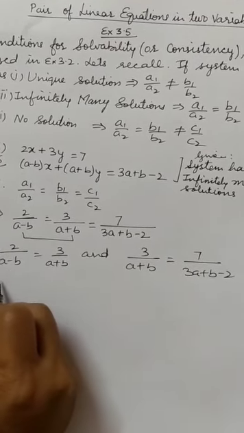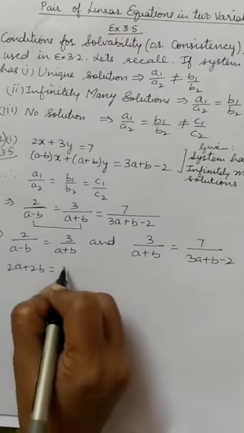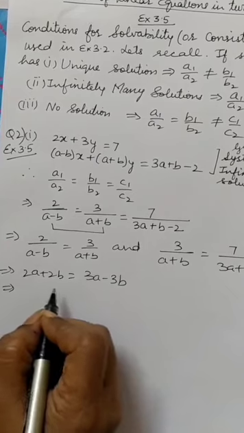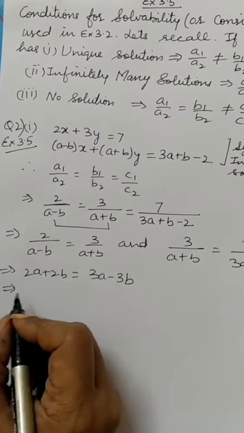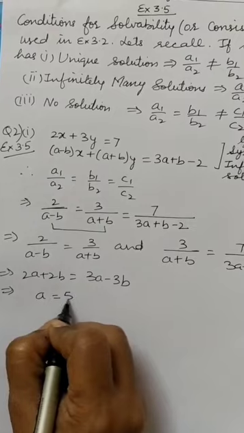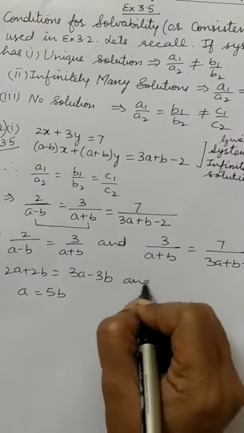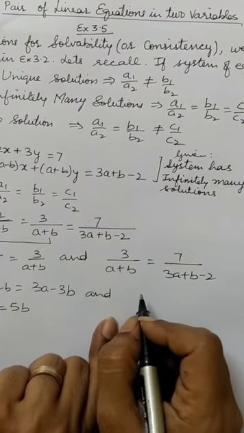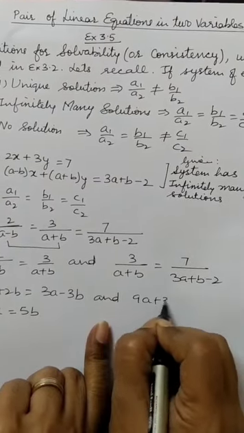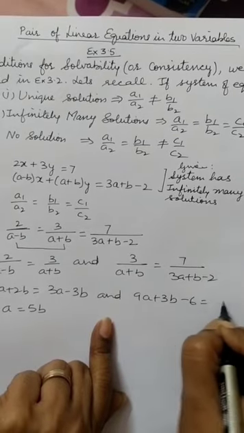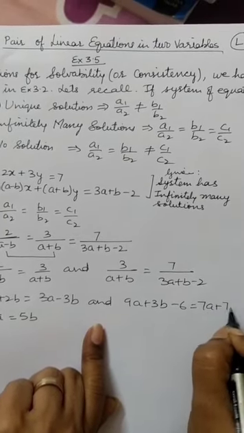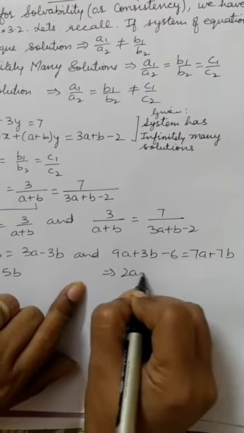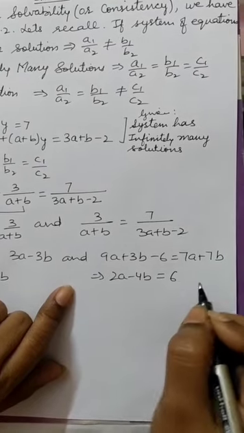Cross multiplying, we get 2a plus 2b is equal to 3a minus 3b, which gives us 2a minus 3a and so on. You solve this equation and you will get a is equal to 5b. Similarly, on this side also, in this equation we cross multiply, and what we get is 3b minus 6 is equal to 7a plus 7b. And if we further solve it, we will get 2a minus 4b is equal to 6.